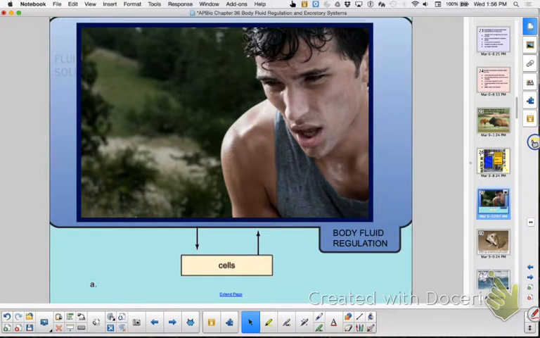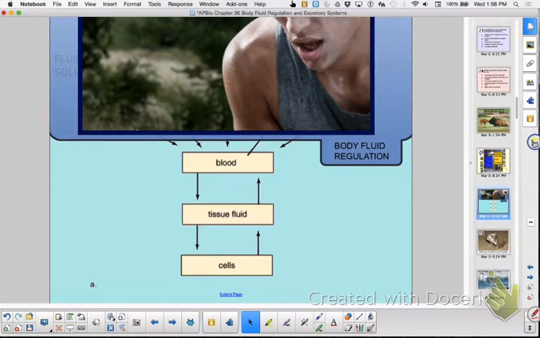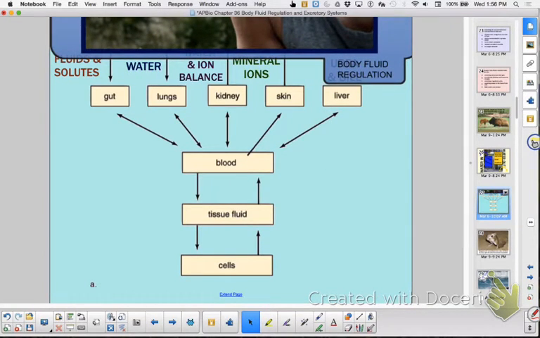So again, even though we're multicellular, always think of it as being just a conglomerate of single cells, and everything's going to go across our cell membranes. And when we think about body fluid regulation, our cells are surrounded by tissue fluid. And because we are terrestrial vertebrates, we're going to have a closed circulatory system. Our blood passageways are going to pass through our tissue fluid, and that's where all of our exchange is going to take place.